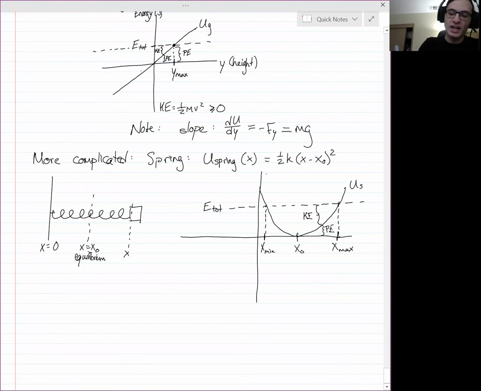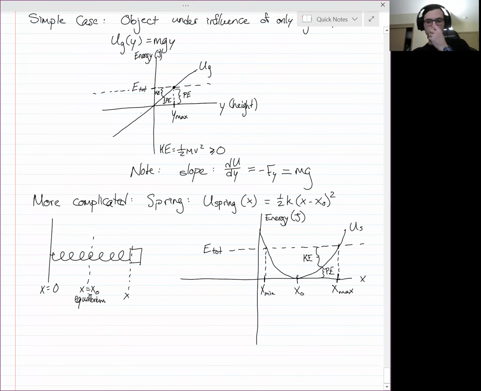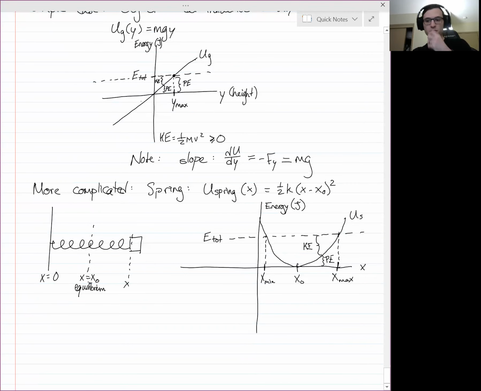The x-axis here is always energy in joules. The y-axis in this case is x, because we're plotting energy versus position. In this case, for a spring, we have a maximum and a minimum value for the position of the mass on the spring.